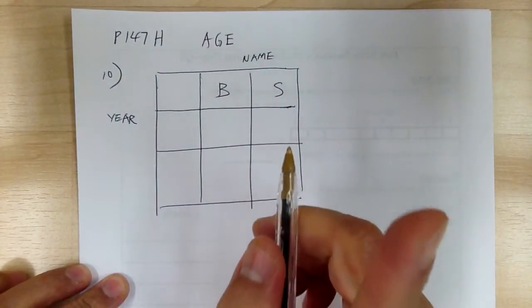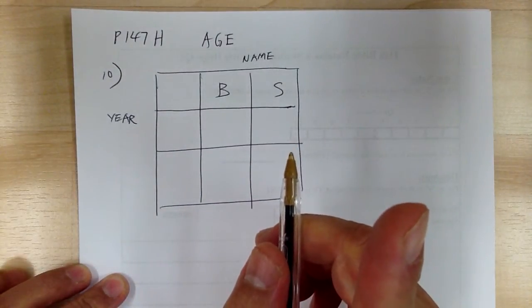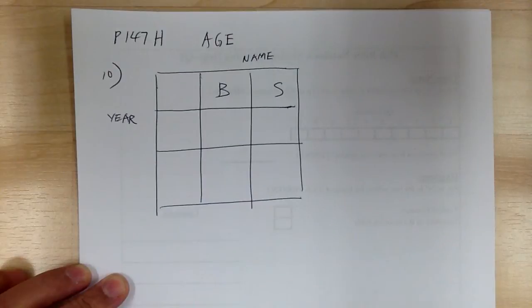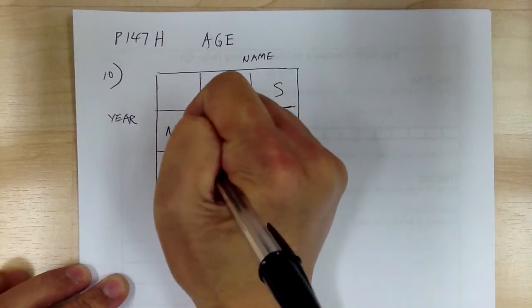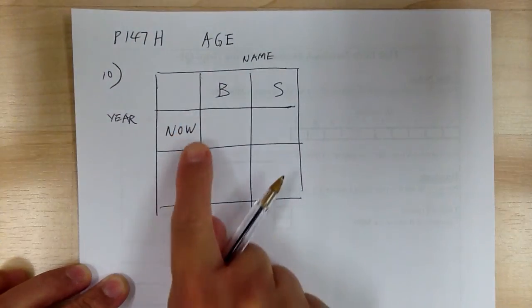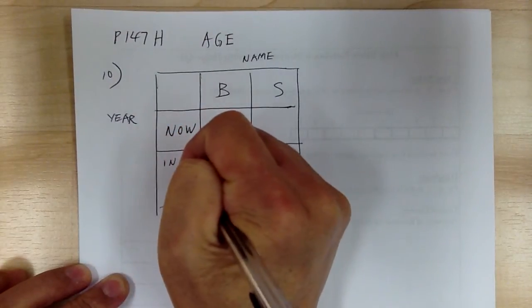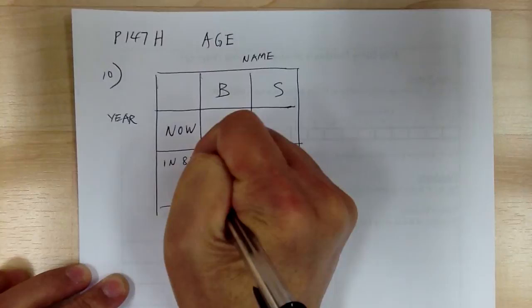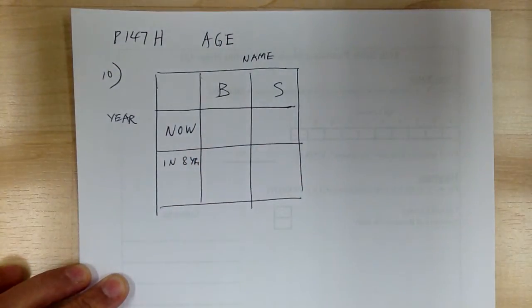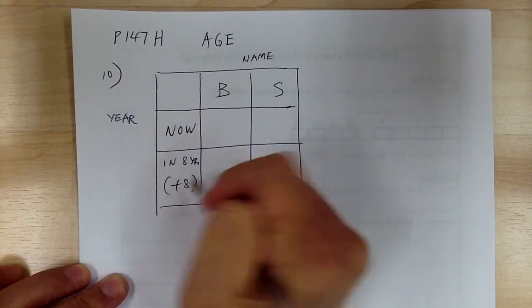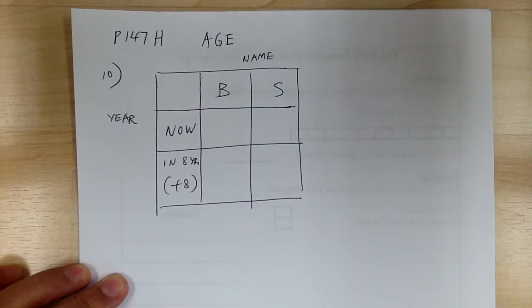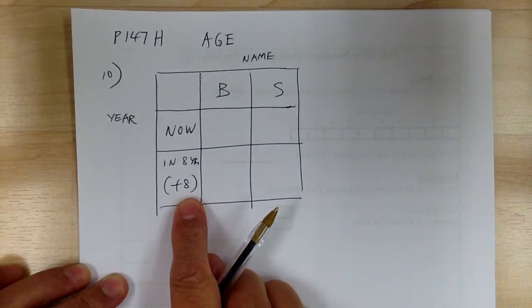Okay? So it says the age difference between Bill and his sister Susie is. The word "is" means now, so the time frame would be now. And then it also says in 8 years. So you have to use a little bit of common sense, right? You get 1 year older every year. So in 8 years means you're adding 8. That's what 8 years means. So you're going to be plus 8.